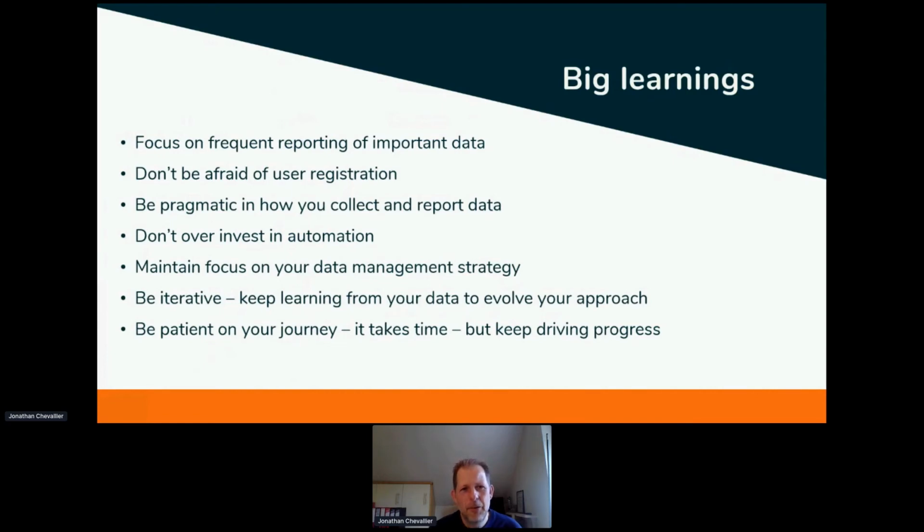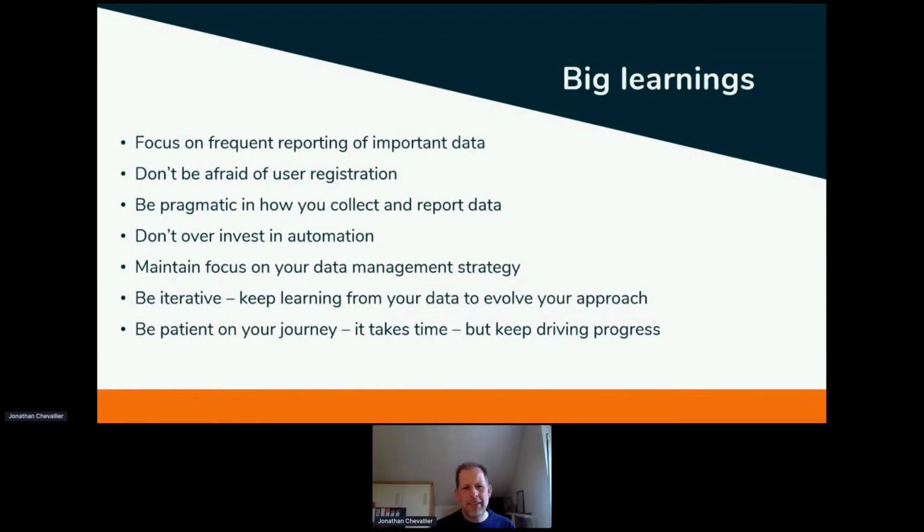I think this concept of user registration, I sense sometimes when I'm talking to other people in this sector that it's maybe frowned upon, what an awful thing to do. But my view is, how can we actually give people what they really need if we don't understand enough about them? And we can't do that without user registration.